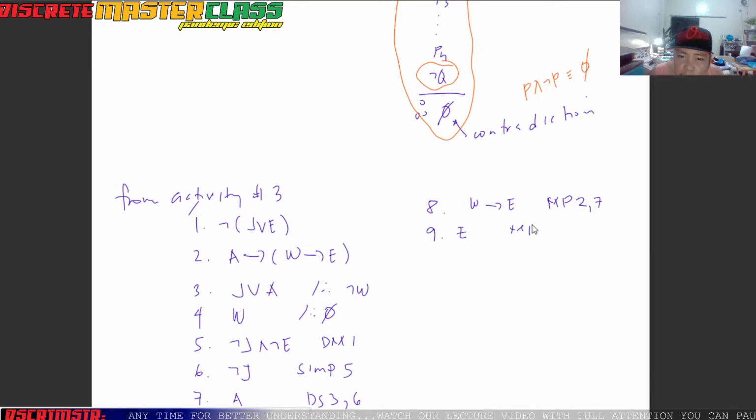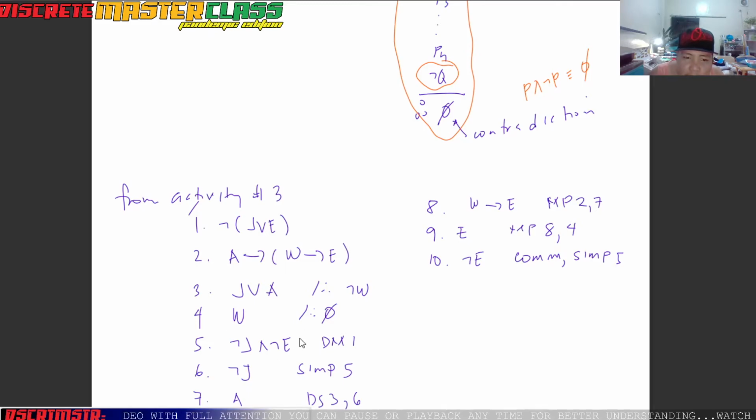By, again, MP, number 8 and 4. Okay? Number 10, because may E ako, ito na yun. May E ako, no, hindi pa. I can detach not E from number 5 by applying com first, com muna, then followed by simp. That's com simp number 5.